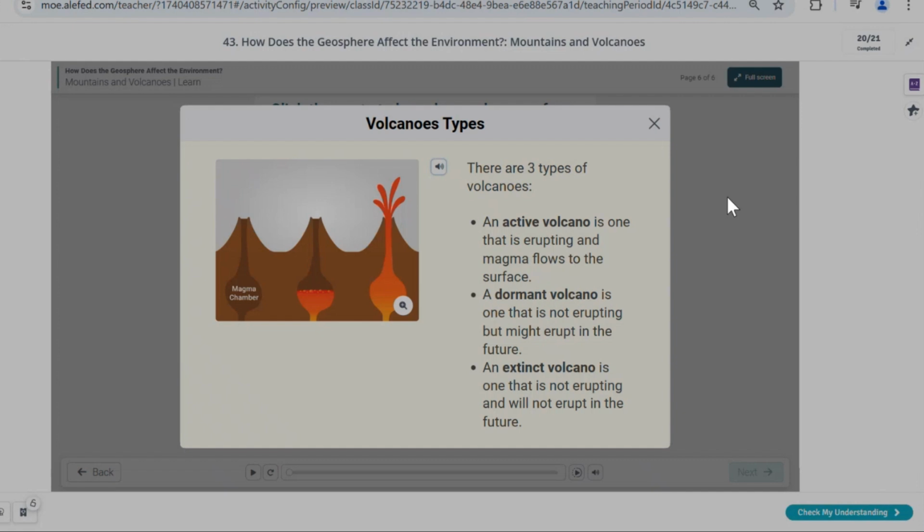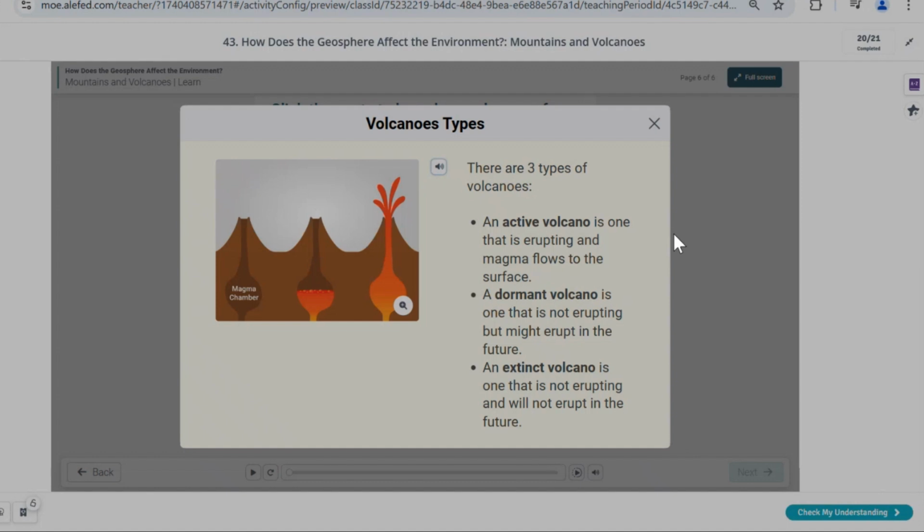There are three types of volcanoes. An active volcano is one that is erupting and magma flows to the surface. A dormant volcano is one that is not erupting now but might erupt in the future.